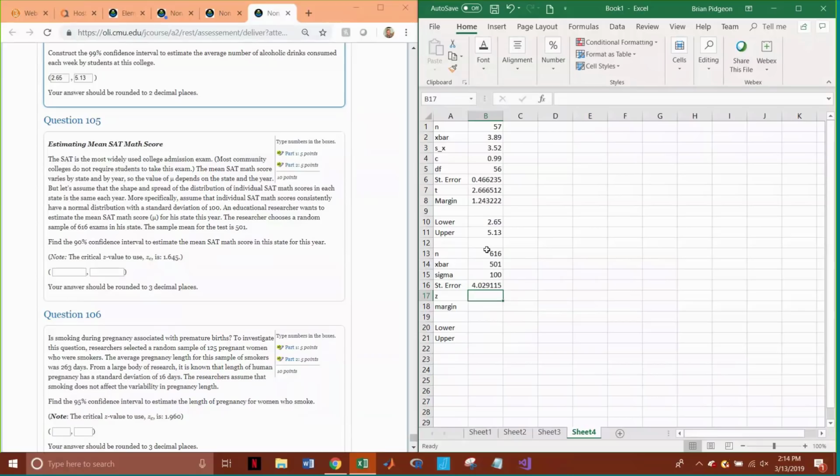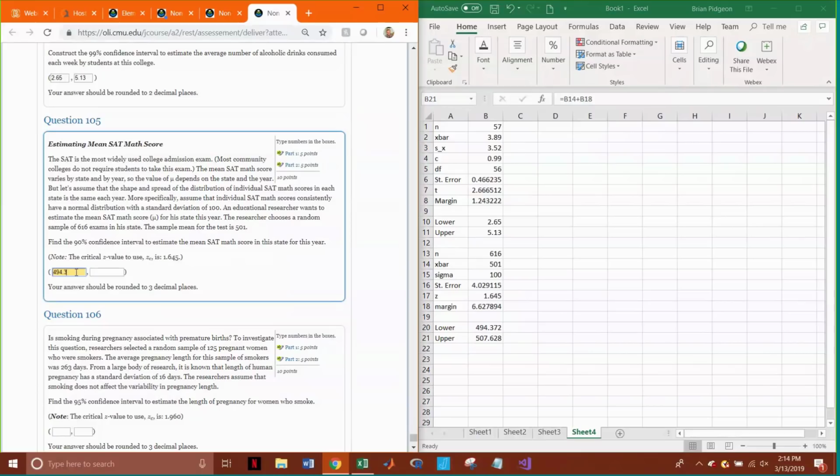And with z-score, we want a 90% confidence interval, and because we're using the population standard deviation, we can use z. For 90% confidence, that's 1.645. Our margin of error is then the standard error times z. And then to get our lower estimate, we do x bar minus the margin of error, and for the upper, x bar plus the margin of error. So rounded to 3 decimal places, the confidence interval is 494.372 to 507.628.